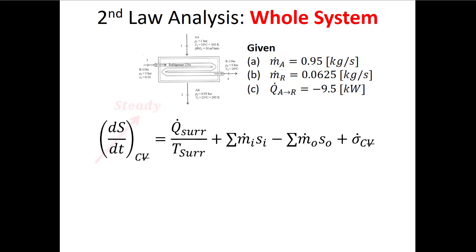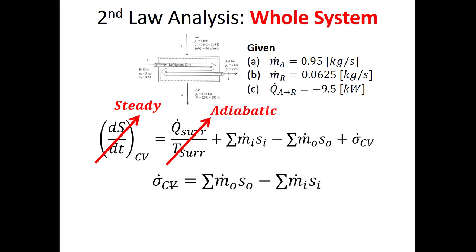If I'm doing the whole system, I assume that the process is steady state, that it's adiabatic, so heat transfer is happening between the hot side and the cold side, but there is no heat transfer between the heat exchanger and the surroundings. It's no longer one inlet, one outlet, because now I have an inlet for air and an inlet for refrigerant, and the same on the outlet side.